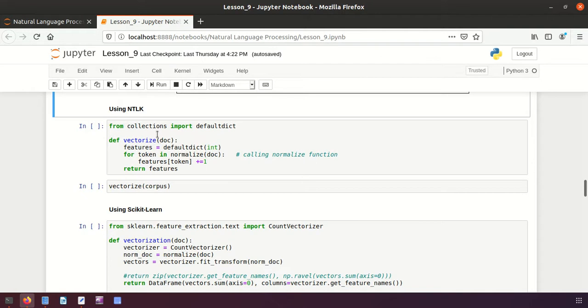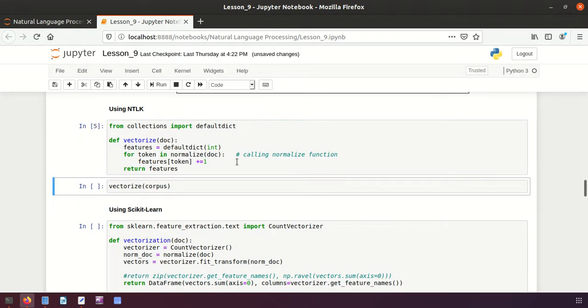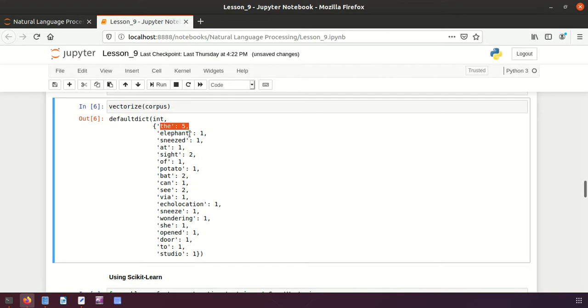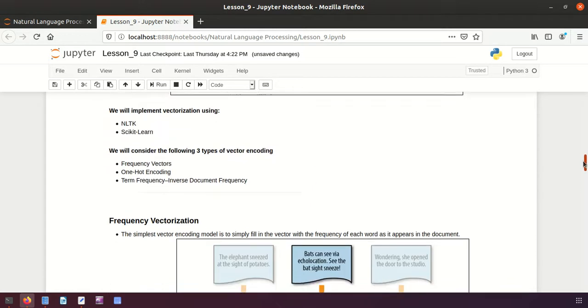In NLTK, we have to manually define a function for that. We will be using defaultdict from collections, and I am creating a function called vectorize and passing the document, and then the text will be normalized. I am calling the function here, you see, normalization will be applied, and if a word is already there, you just increment the number. For example, if it is coming a second time, it will be 2, then 3, it will be counting that, right? Let me execute this part, and then you see the article is repeated 5 times, elephant once, this once, this one 2 times, and bat is repeated 2 times. This is the frequency of each term, and that is called frequency vectorization.